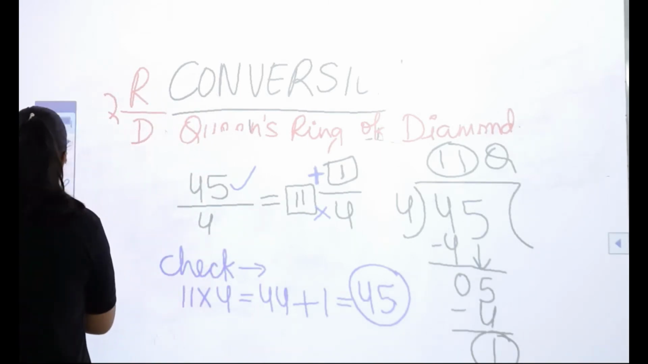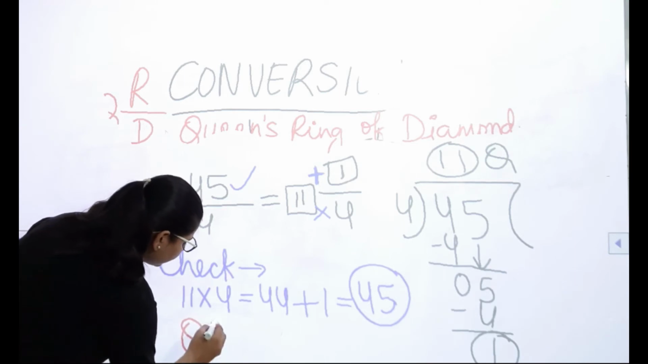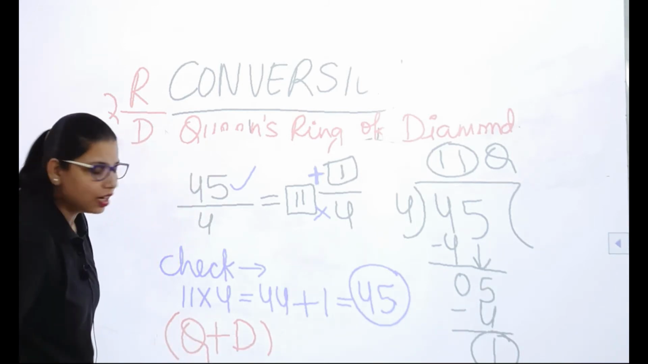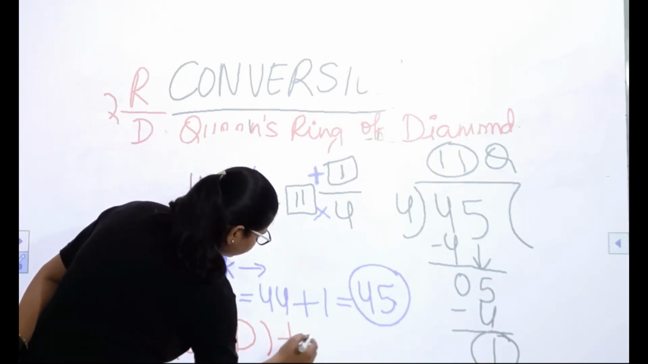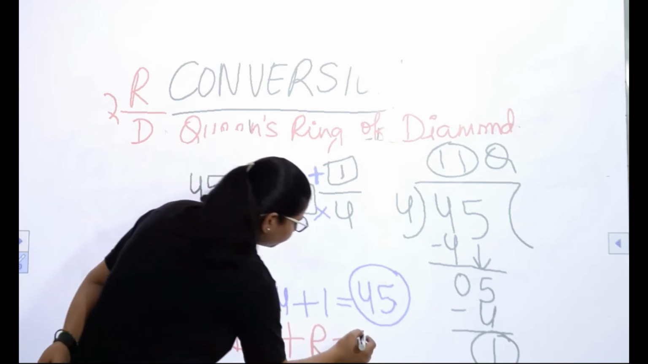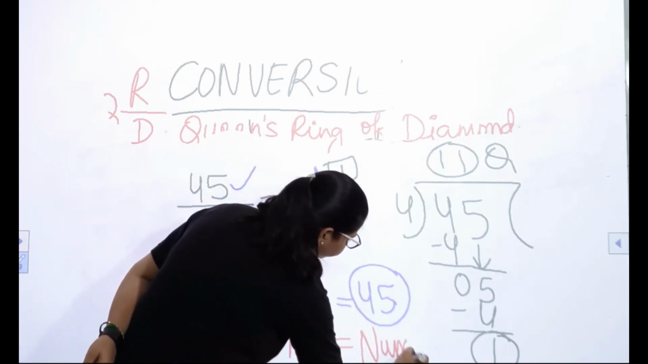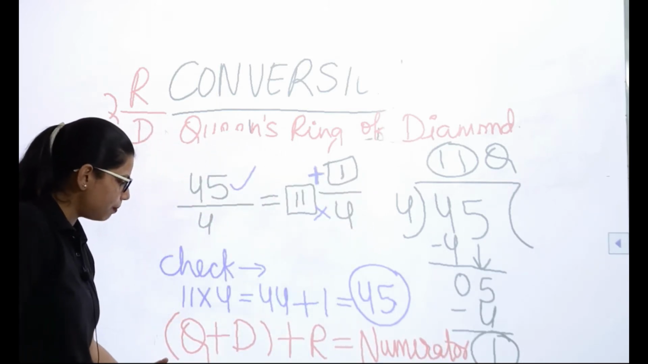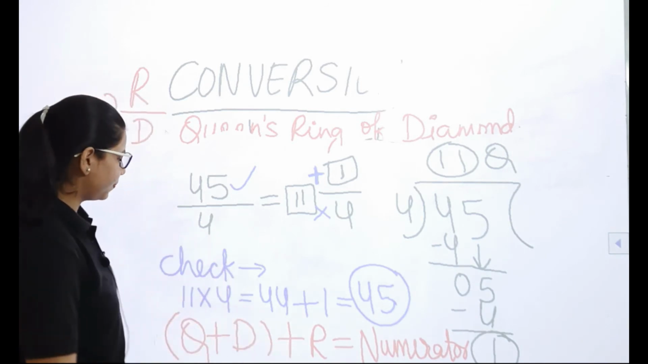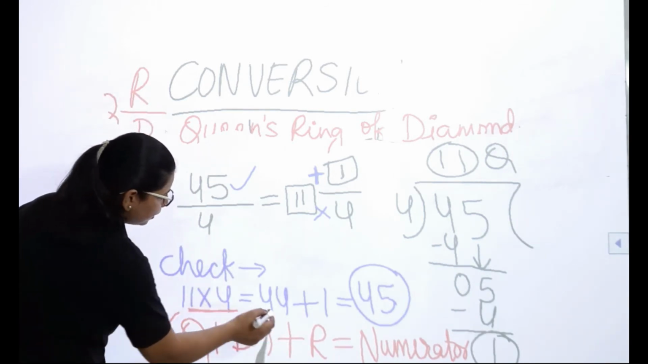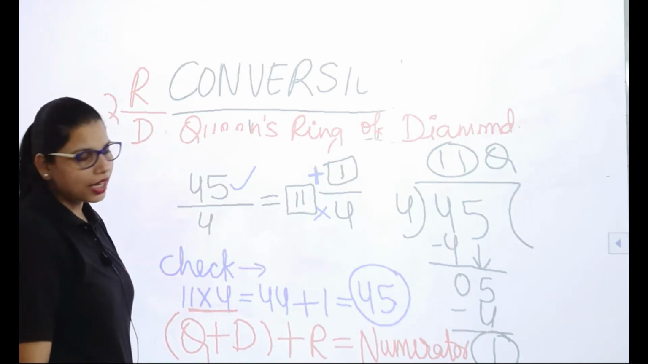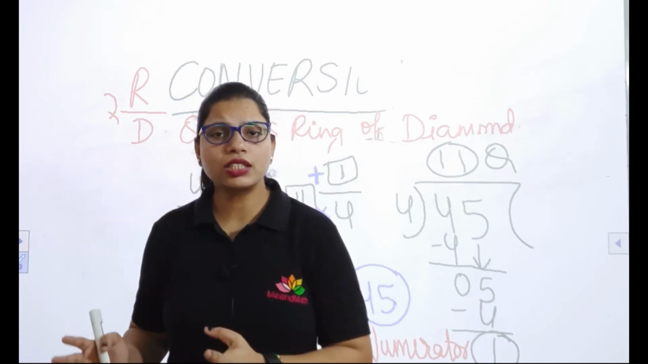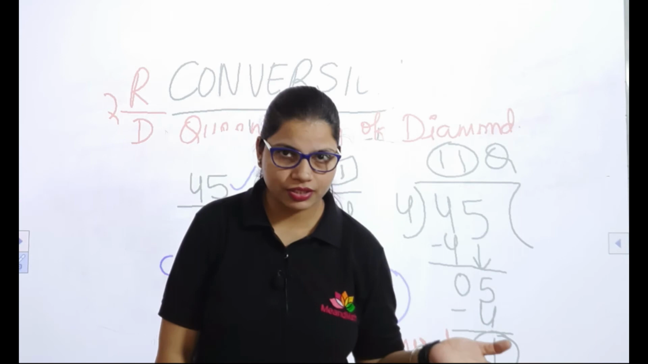So for checking, I'm writing the code here. Queen times divisor, then whatever answer comes, add remainder. This needs to be equal to the numerator. Okay, this is the first step, and then adding the remainder is the second step. So what we do is first multiply, get the answer, then add. Okay, so this is how we convert an improper fraction into a mixed fraction.